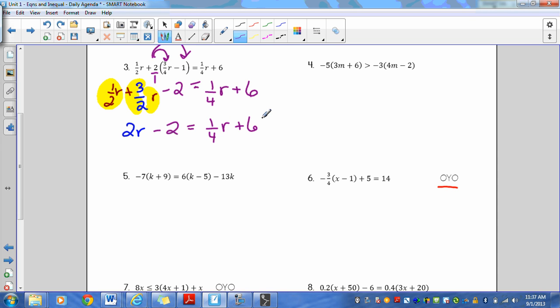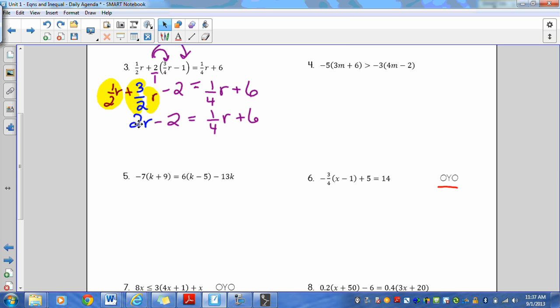Okay. We have an r on both sides, which is a problem. We need to get all the r's on the one side. And we have a constant on both sides, which is a problem. We need to get all the constants on one side. I'm still feeling like I don't have enough.